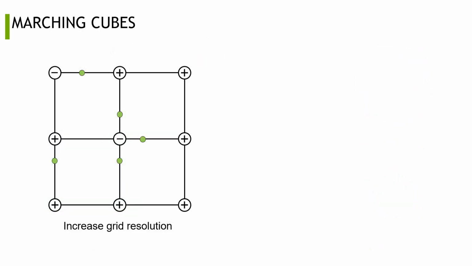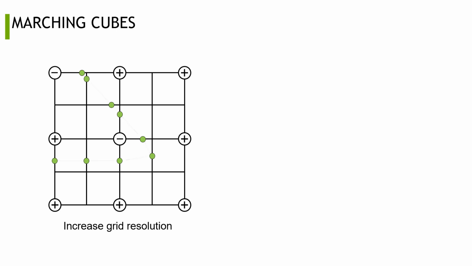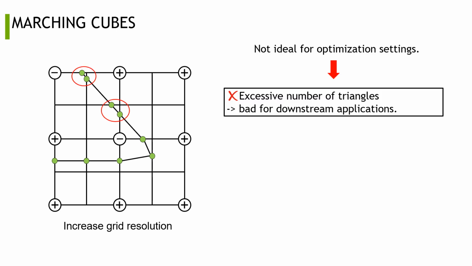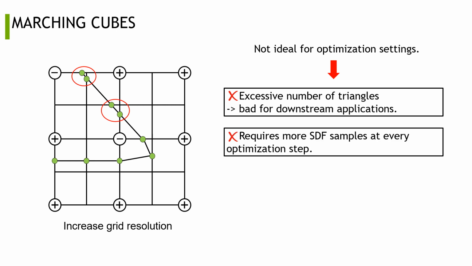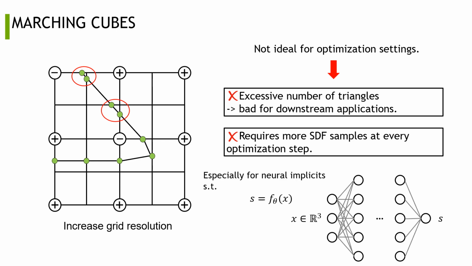A workaround is to increase the grid resolution, but typically this is non-ideal for the optimization setting because it results in a large number of small triangles in low curvature areas. This adversely affects the downstream applications. Moreover, the cubic scaling of SDF queries with resolution creates a computation and memory bottleneck, especially in neural implicit representations, where each query requires heavy network computations. So how can we build a better isosurfacing method designed for optimization?